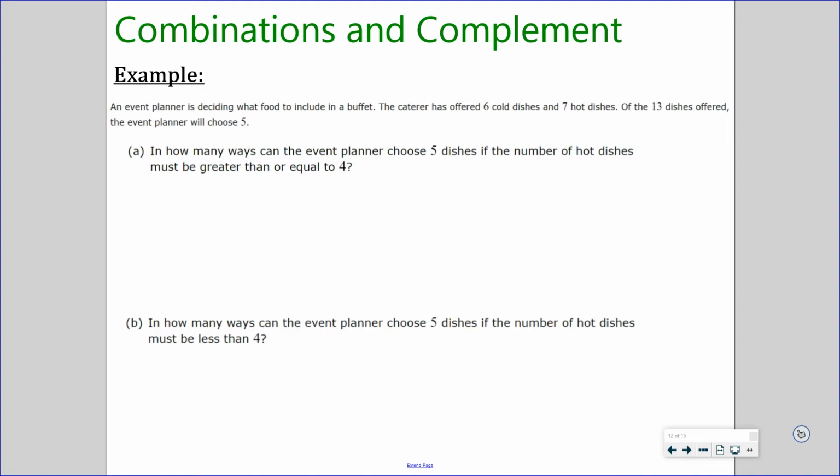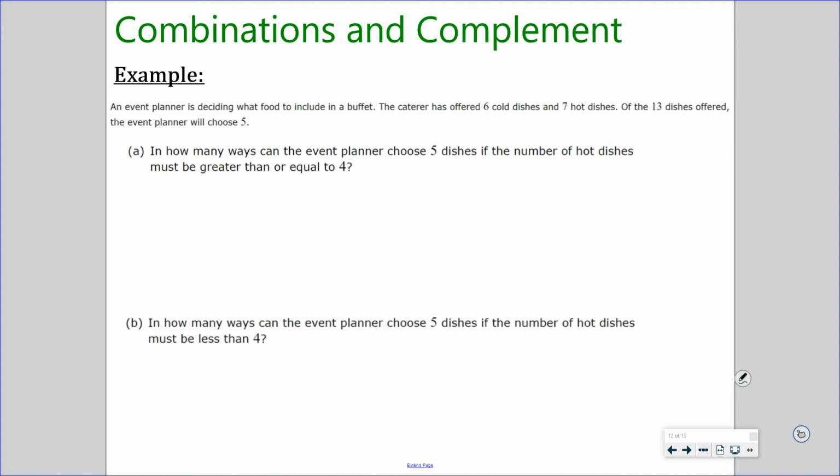So an event planner is deciding what food to include in a buffet. The caterer has offered 6 cold dishes and 7 hot dishes. Of the 13 dishes that are offered, the event planner will choose 5. A says, in how many ways can the event planner choose 5 total dishes if the number of hot dishes must be greater than or equal to 4?